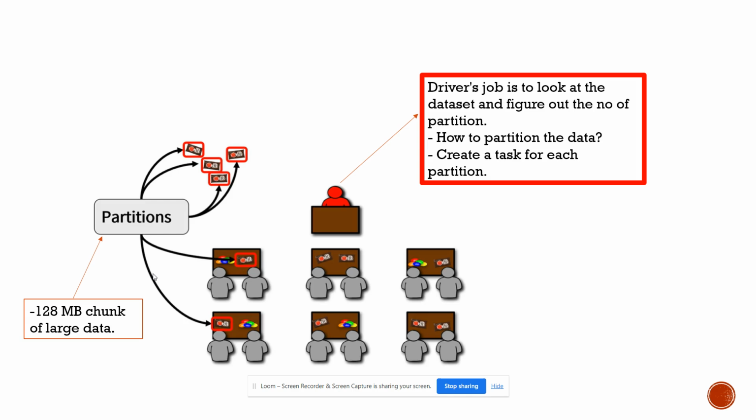The driver's job is to look at the data set and figure out the number of partitions. Partitions mean dividing your larger files into smaller chunks. On Apache Spark, the engine splits a file into 128 MB chunks by default. So the driver's job is to look at the data set, figure out the number of partitions, and create a task for each partition.